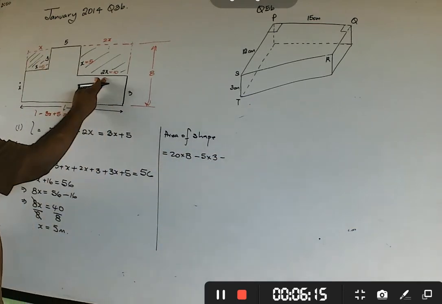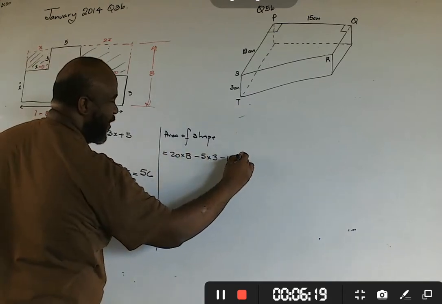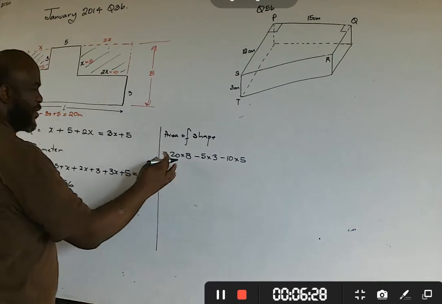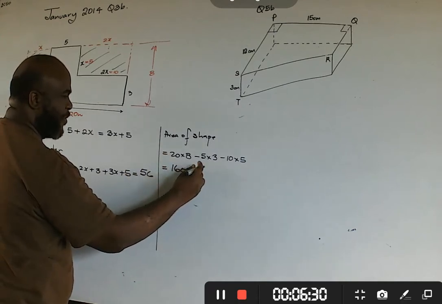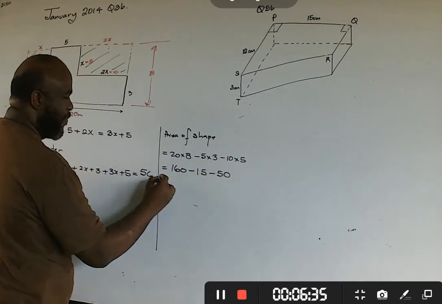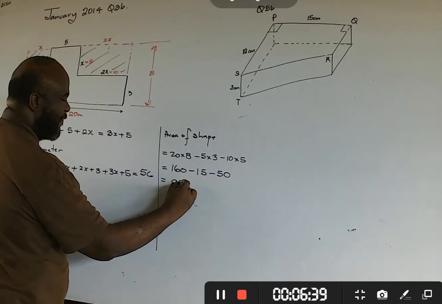The other piece here is 10 by 5. Minus 10 by 5. I found the area of the entire thing, then take out those two little pieces, and what is left is my shape, doesn't it? This is 160 minus 15 minus 50. So this is 145 minus 50. The answer is 95.